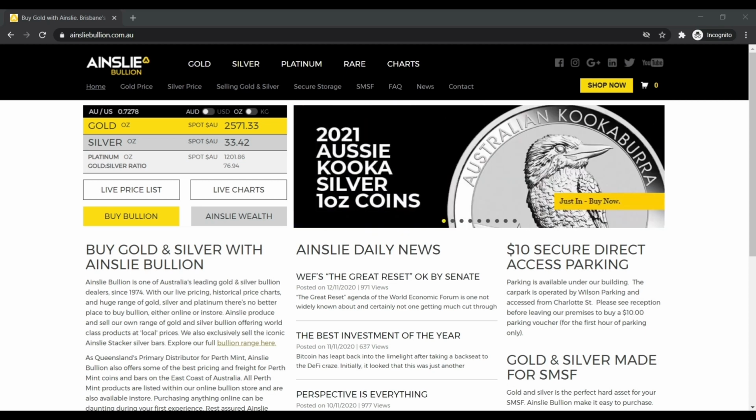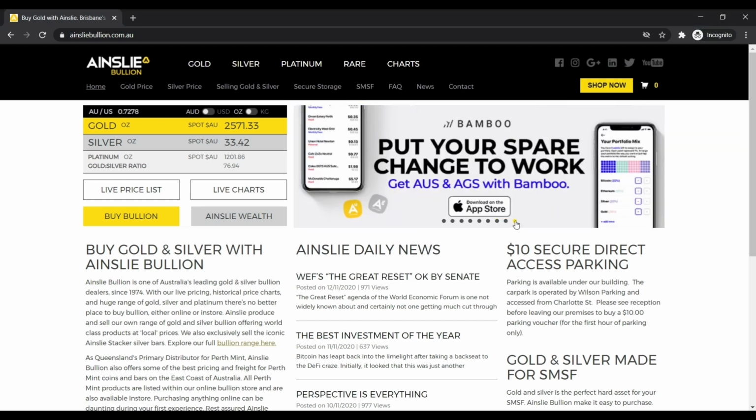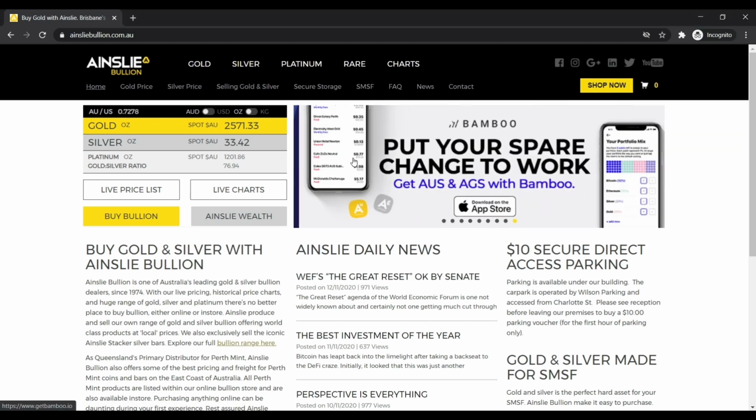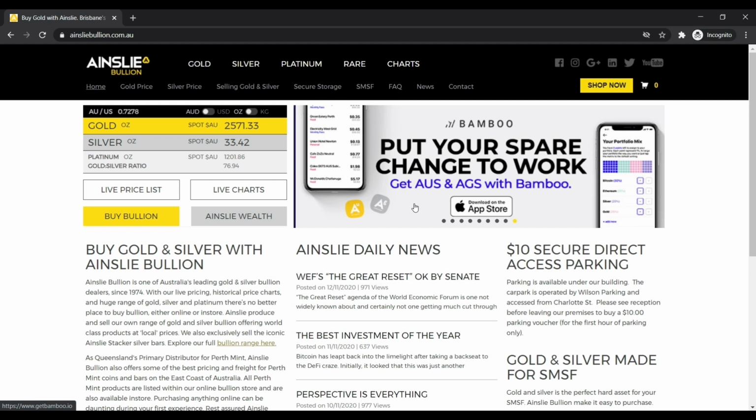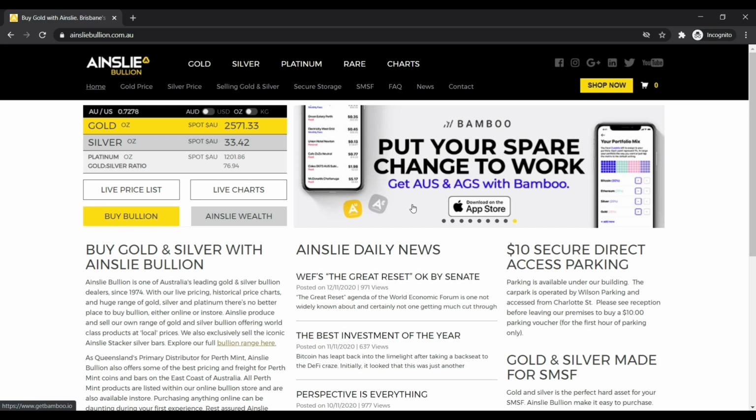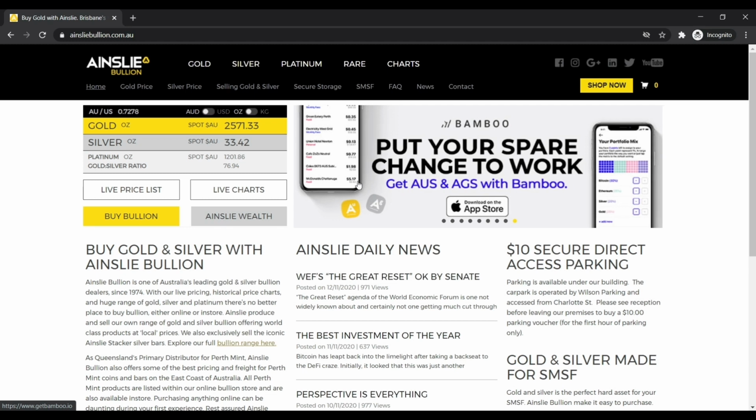Now, as you can see on your screen right now, we just had a little banner pop up for Bamboo. I've mentioned Bamboo a few times, and I actually found out about the Bamboo app through a Facebook ad, I believe. Once I found out that they were associated with the AU and AG products that ANZ Bullion offer, it was really a no-brainer for me to continue using ANZ Bullion products and have Bamboo as my method of investing into these products. Please don't sign up to Bamboo based on my recommendation. Do your own research. It's just who I use and it serves me.